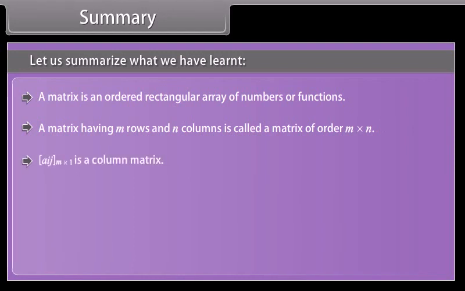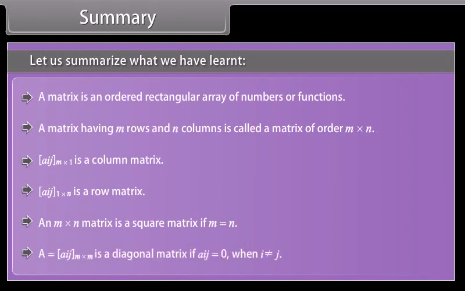[aij] m by 1 is a column matrix. [aij] 1 by n is a row matrix. An m by n matrix is a square matrix if m is equal to n. A is equal to [aij] m by m is a diagonal matrix if aij is equal to 0 when i is not equal to j.